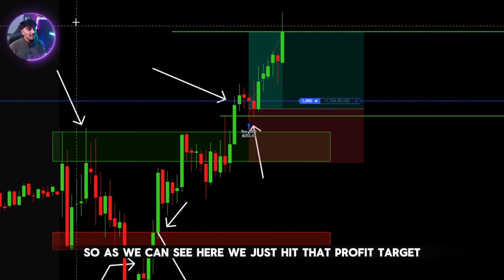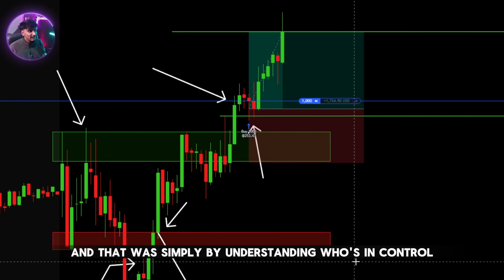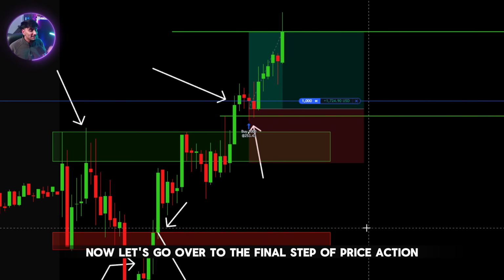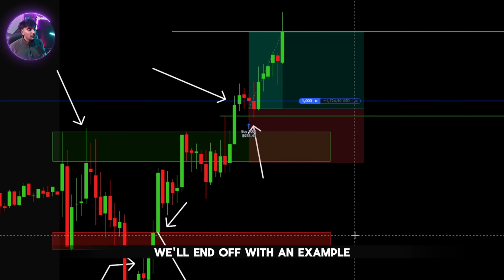So as we can see here, we just hit that profit target, and that was simply by understanding who's in control, buyers or sellers, and where we can enter based off of external and internal liquidity. Now let's go over to the final step of price action you need to understand, and then finally we'll end off with an example tying all the concepts together.